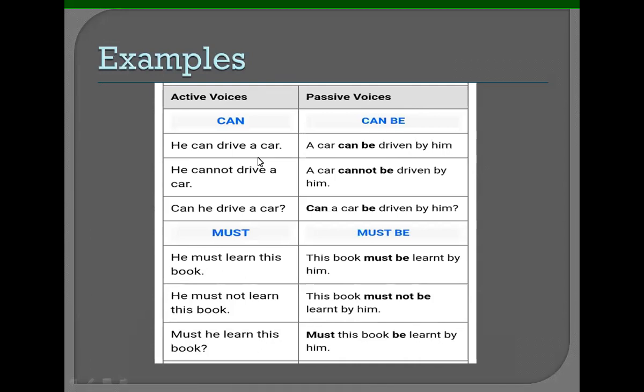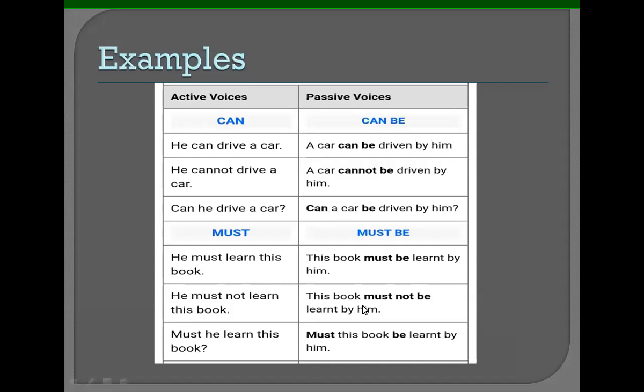He can drive a car. We are simply telling he can drive a car. Now he is the subject. Okay. What is the subject? He. So just look at there. And drive is what? Yes, you can write your answers. Drive is a verb. Okay, so how are we going to change this sentence into passive voice?